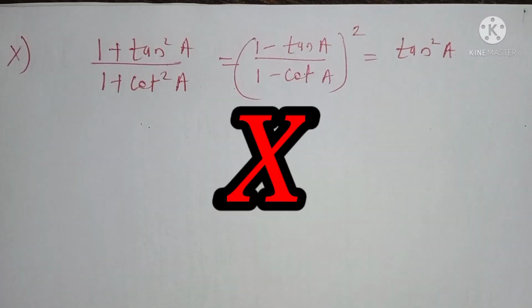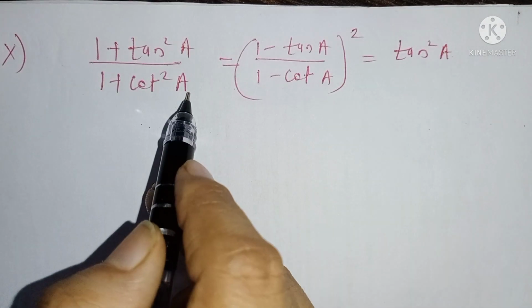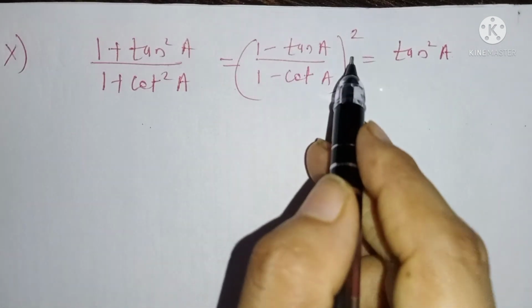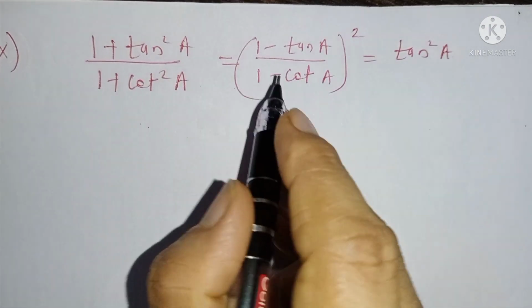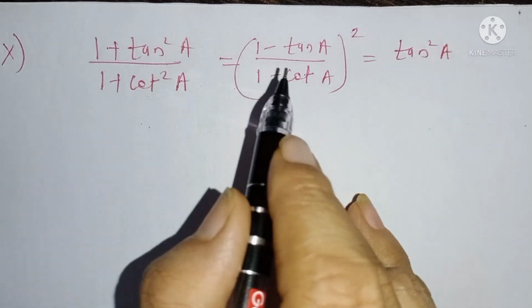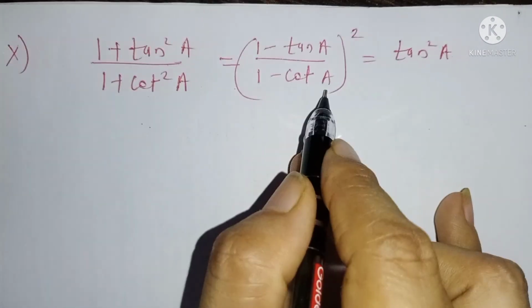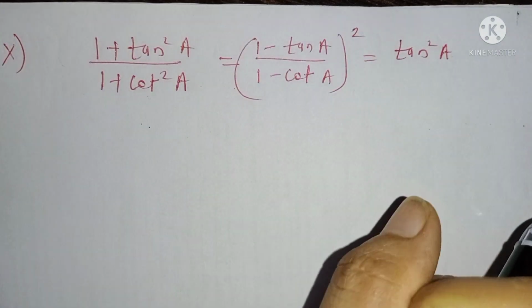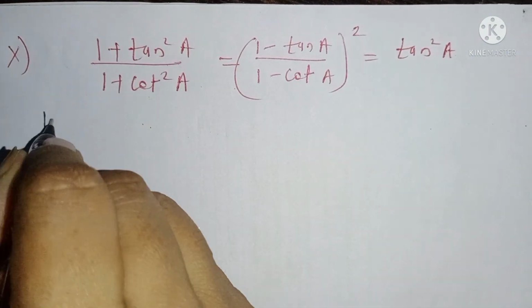Start the last sum of chapter number 8, 10. 1 plus tan square A upon 1 plus cot square A is equal to (1 minus tan A upon 1 minus cot A) whole square is equal to tan square A. We have to solve LHS. Also we have to solve (1 minus tan A upon 1 minus cot A) whole square, and we have to bring it equal to tan square A. So let's consider LHS first.